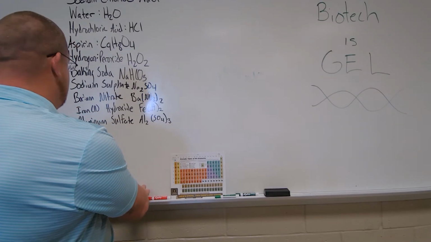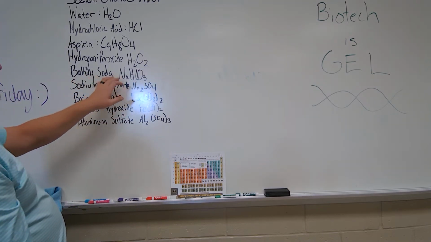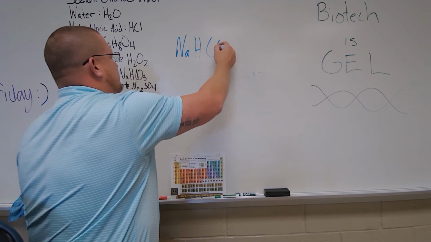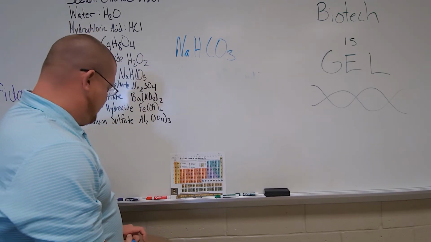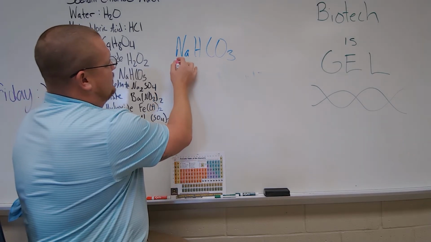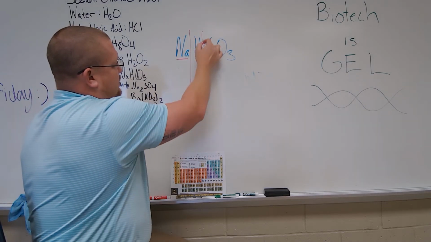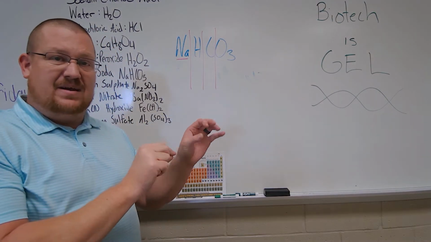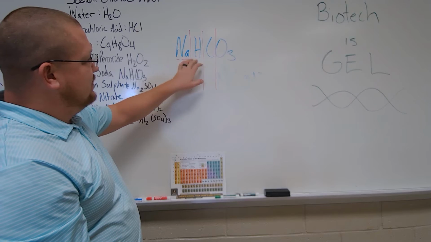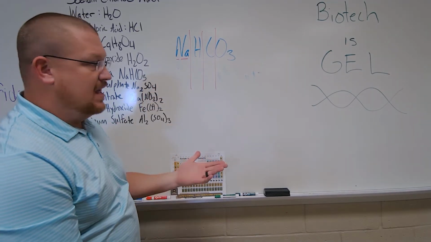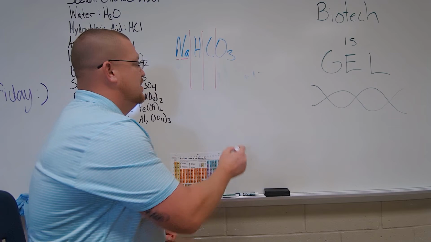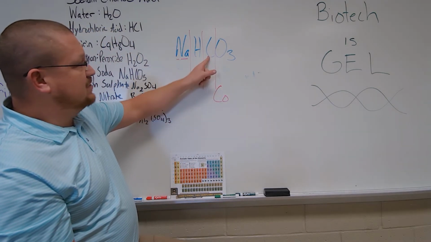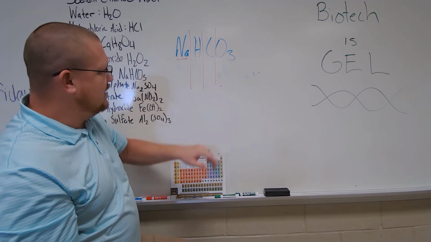Moving on. Baking soda, NaHCO3. Okay, we got a couple of things here. So that's one, that's one, that's one, right? So we're looking at that capital letter to lowercase. Every capital letter marks a new element. Capital C, capital O is very different than capital C, little o. This is cobalt, this is carbon and oxygen. So look for those capitals.